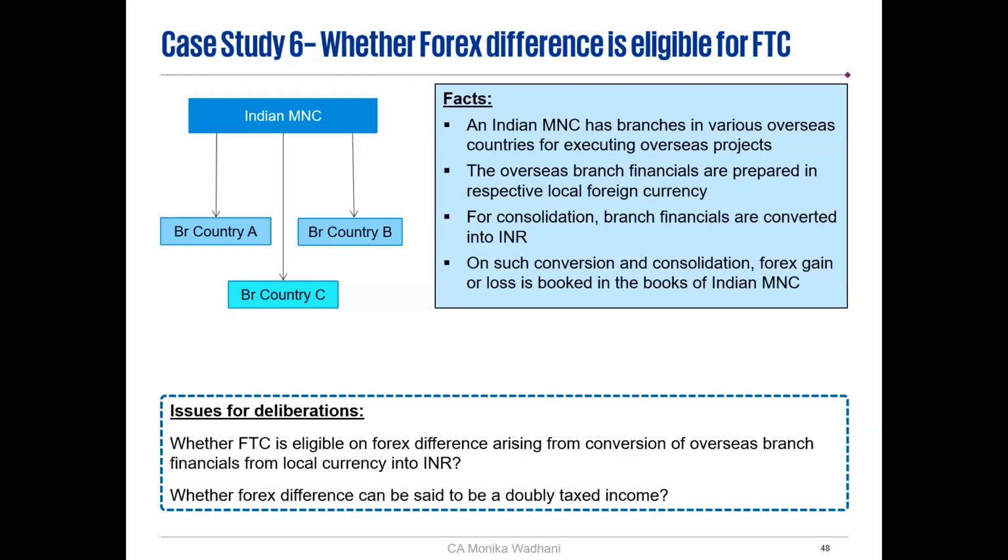In that case, there is a Forex income or gain which takes place. So the question is whether you can claim, say there is a royalty income sitting in the branch books of accounts. Now say royalty is 100 rupees when you accounted in India. Thereafter, when you are doing the year-end consolidation, there is a Forex conversion gain of 20 rupees. So can you say this 20 is also doubly taxed income in accordance with the provisions of the treaty? And therefore, can you claim FTC on this?